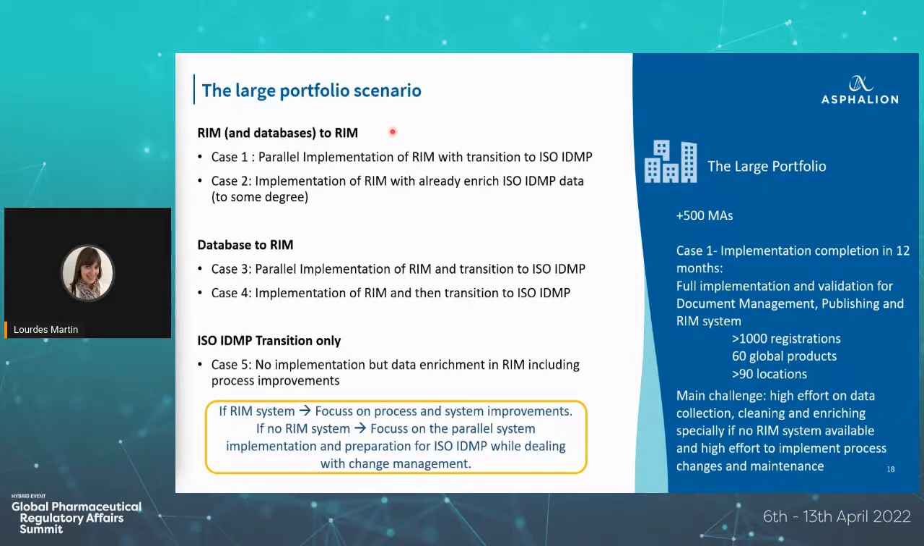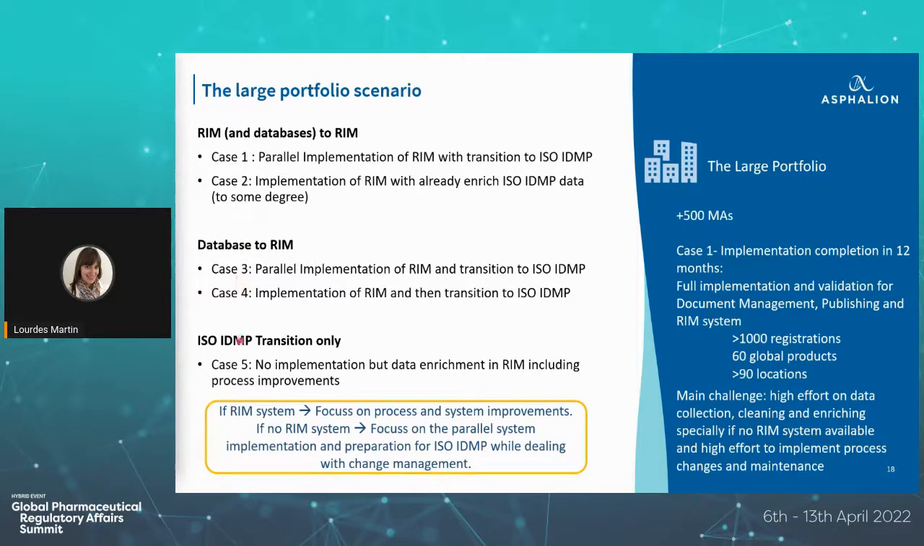The large portfolio scenario, let's say more than 500 MAs. For example, one case with a parallel implementation of a RIM and transition to ISO IDMP could be done in 12 months, with a full implementation and validation of a document management system, publishing and RIM system. This was over 1,000 registrations, 60 global products, and over 90 locations. The main challenge, of course, was the high effort of data collection, cleaning, and enriching. In general, this is true if there is no RIM system available prior to the implementation of a RIM. And there was also the high effort to implement the process changes and the maintenance.